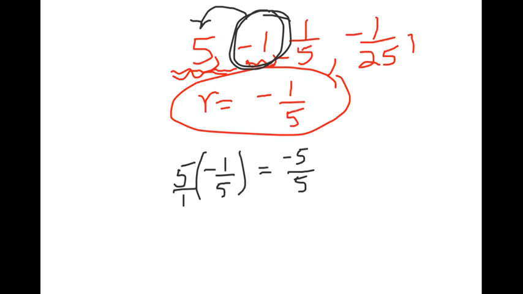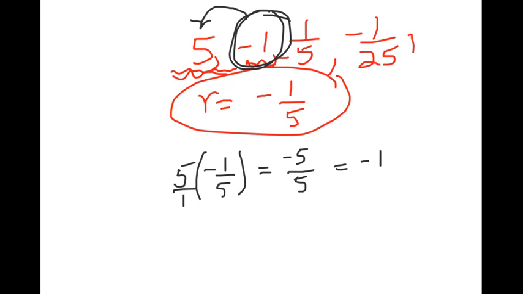Remember, a fraction is a division problem, guys. So this is actually saying -5 divided by 5 is -1. You see how it gives us the second term? Yeah, so you can check it too.